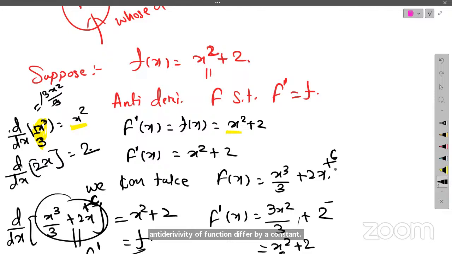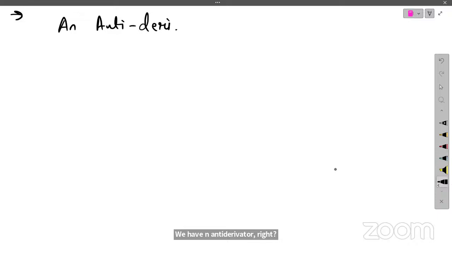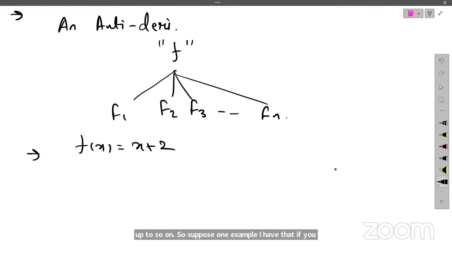I don't understand what he was saying in the lecture, an antiderivative, not the antiderivative. See, we have an antiderivative, right? It is possible that for one function small f, we can find so many antiderivatives, capital F1, capital F2, capital F3, and so on. Suppose one example: if you consider f of x to be equal to 2, then your first antiderivative, F1 of x, can be 2x plus 1, right?